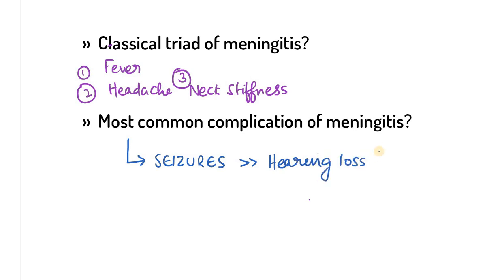What is the type of hearing loss? Yes, we are talking about sensorineural hearing loss. That is why one of the questions also came: which of the following investigations should be done in a patient who is being discharged after treatment for pyogenic meningitis? The answer is hearing evaluation by otoacoustic emission or brainstem evoked response audiometry, BERA. That should be chosen. It was one of the previous exam questions. But please remember, the overall most common complication is only seizures.